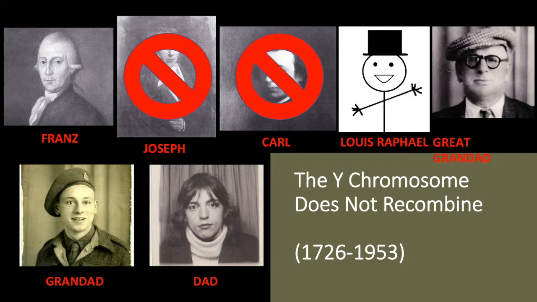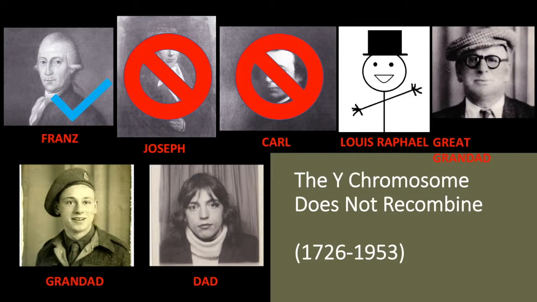Unfortunately, Carl does not have any direct male line descendants apart from the Harrises, so he's no good. Joseph, his lines have all daughtered out, which is a horrible expression that we use to mean that there are no living Y chromosome bearers today because someone had a daughter at some point and the Y chromosome got lost. So my only hope now is Franz.